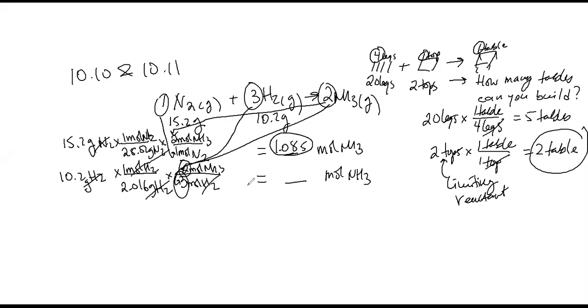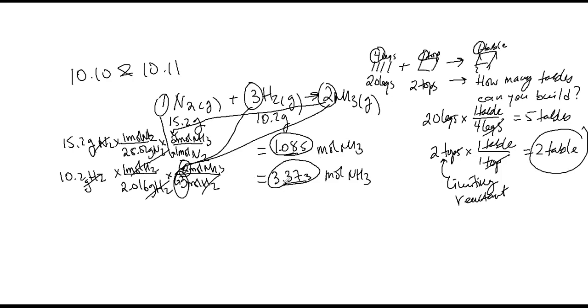So now let me get the number of moles of the product based on the grams of hydrogen. It's 10.2 times 2 divided by 2.016, and then divided by 3. All right, this is what I got: 3.37. So this is what I got based on 10.2 grams of hydrogen.